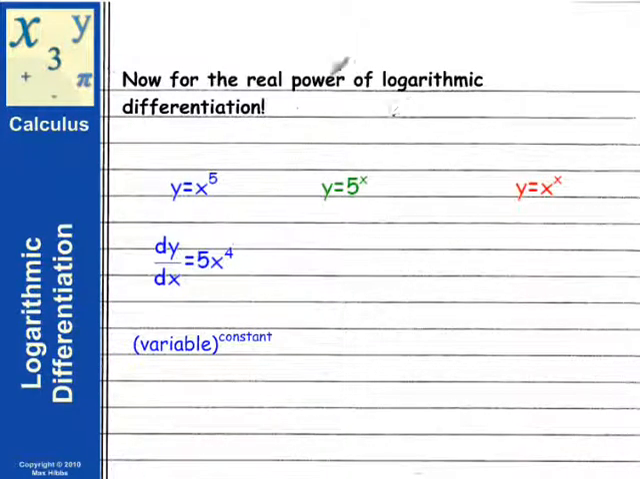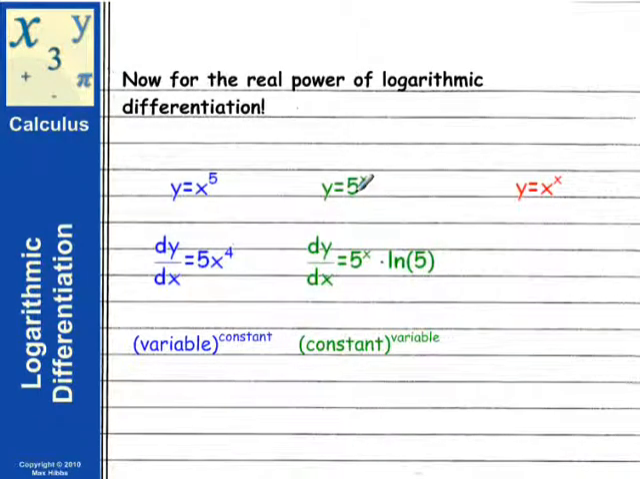Now in the second example, we have a constant to a power that's a variable. That's different. We do that differently. This is the situation where logarithms appear when we find the derivative. This is similar to y is equal to e to the x. And the derivative of e to the x is just e to the x.